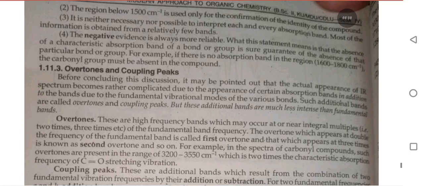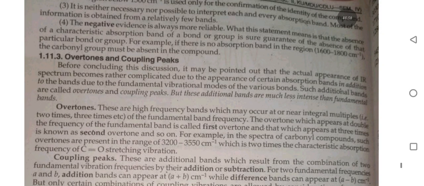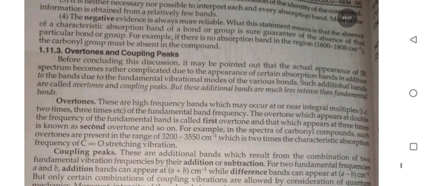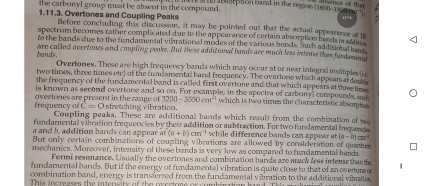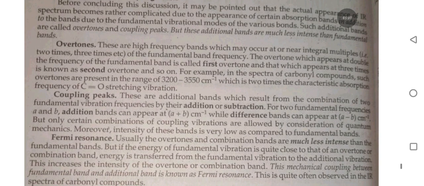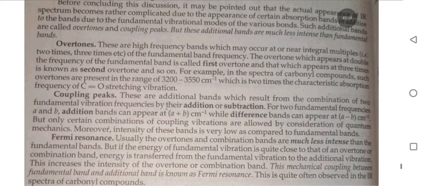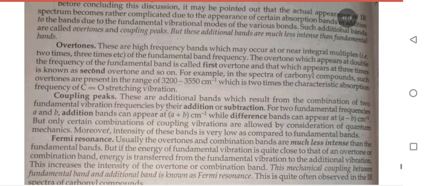Overtone and coupling peaks. Before concluding this discussion, it may be pointed out that the actual appearance of an IR spectrum can become rather complicated due to the appearance of certain absorption bands in addition to the bands due to the fundamental vibrational modes. Such additional bands are called overtones and coupling peaks, but these additional bands are much less intense than the fundamental bands. Overtones are high frequency bands which may occur at or near integral multiples of the fundamental band frequency.